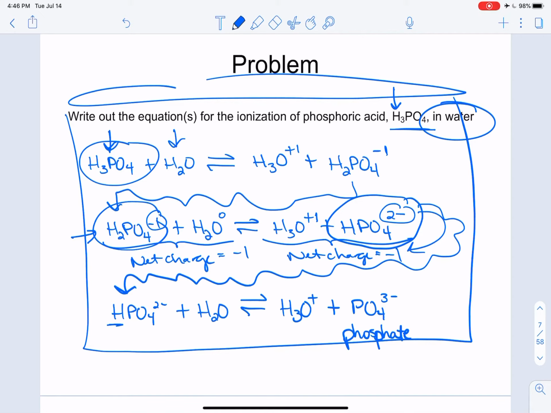And those are the three equations that we can write for the polyprotic acid H3PO4.